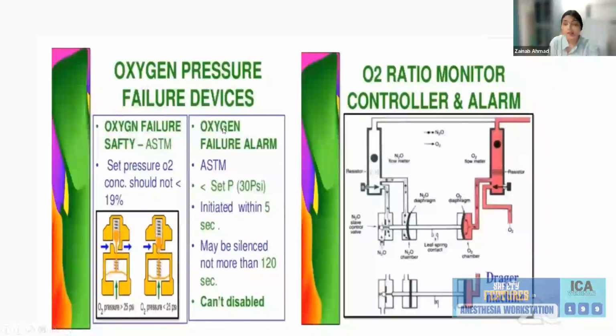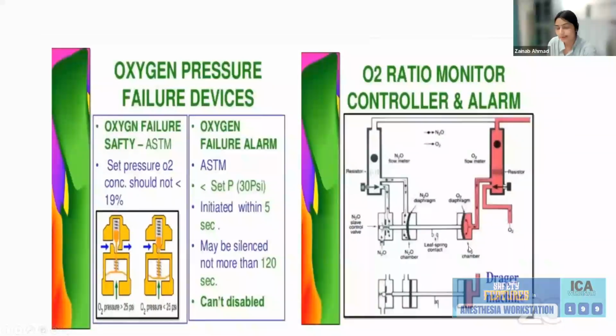So in that case, what will happen? An oxygen failure alarm will be activated. Whenever the pressure is less than 30 psig, an audible alarm will be initiated within 5 seconds, and you will not be able to silence it for more than 120 seconds, and it can't be disabled. So this was the shut-off phenomenon, and this is the proportioning phenomenon, which is in the Drager machine.